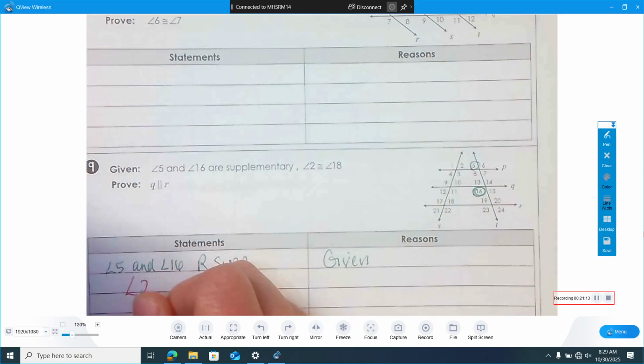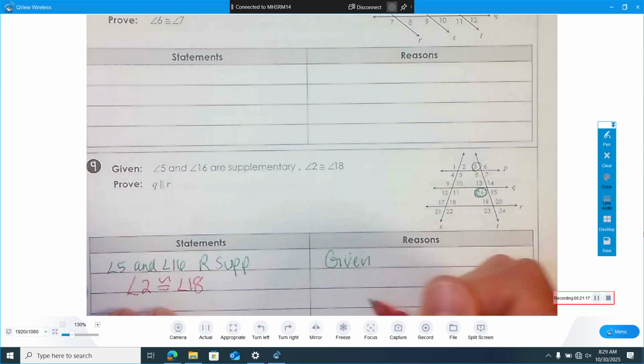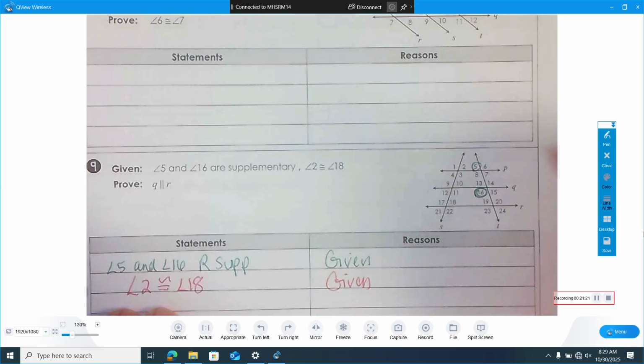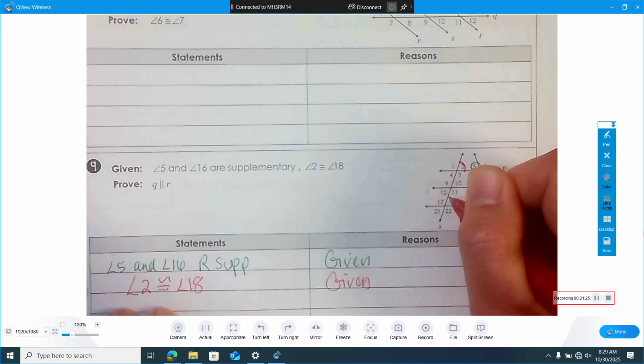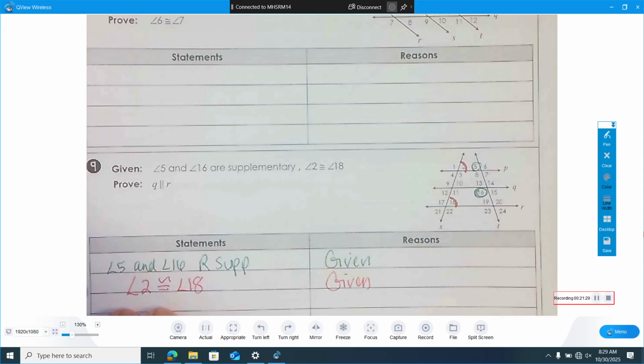angle 2 is congruent to angle 18. Why? Given. All right, angle 2 is congruent to angle 18. So again, I'm marking my picture. Mark your picture. All right, now what do you know from those two angles? Cash, what are you thinking?